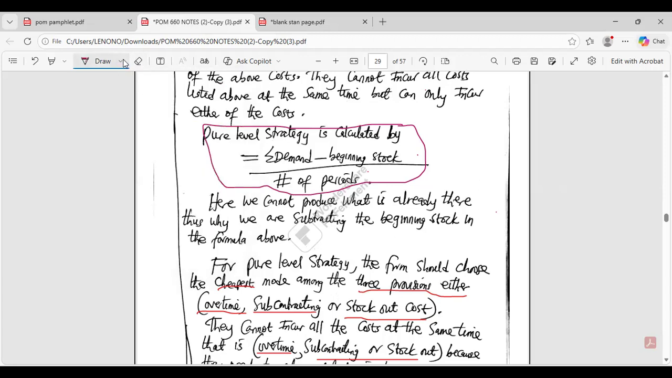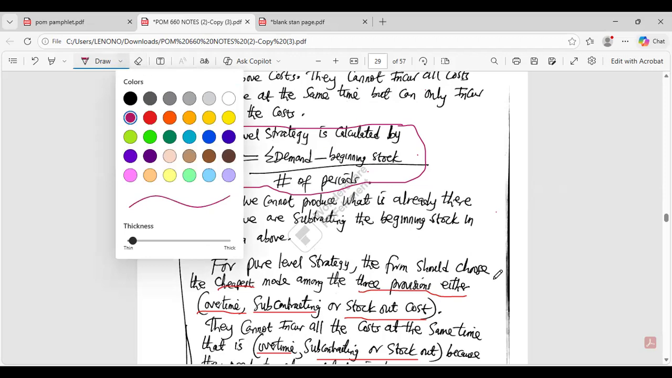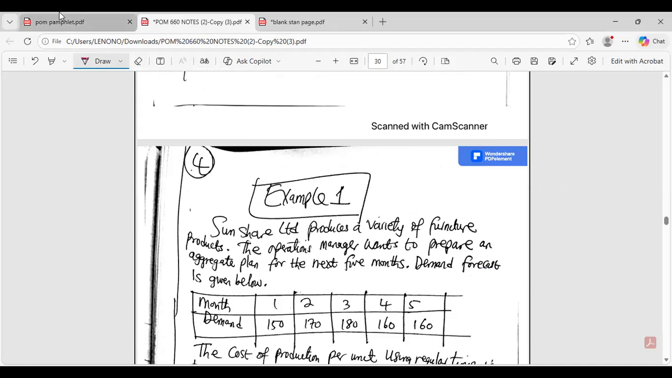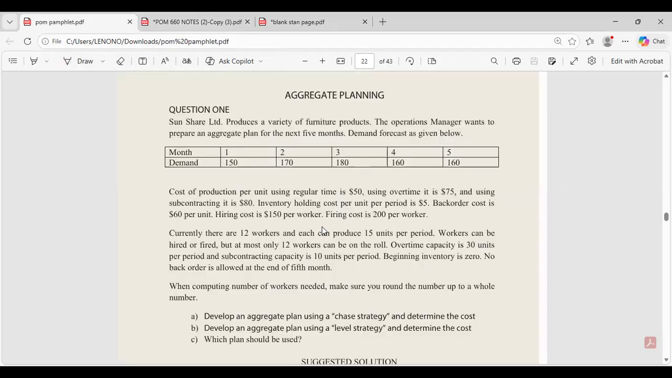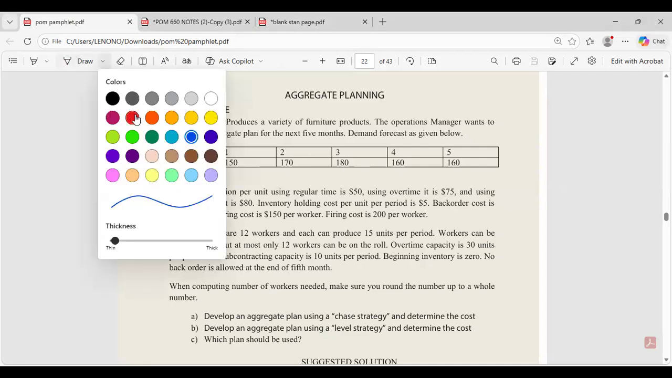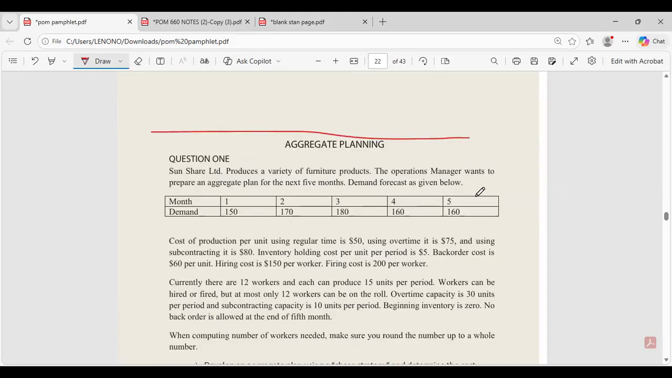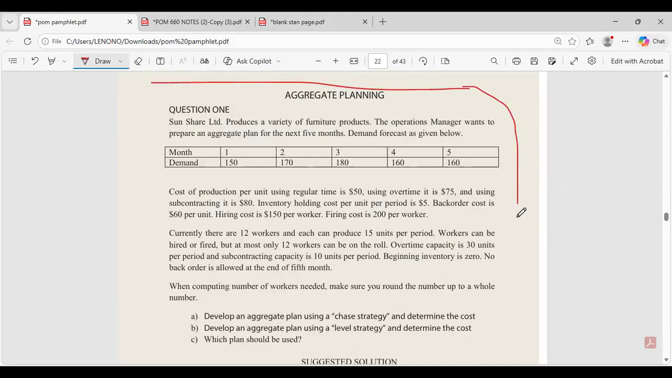Okay, so we now move on to the example. The example is this one here. So let's look at this example. You can read this question for us so that we can be together here. If you're able to see it, you can read this question for us. Let me read.